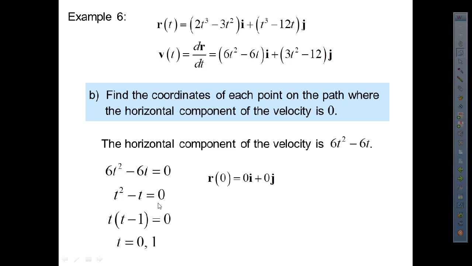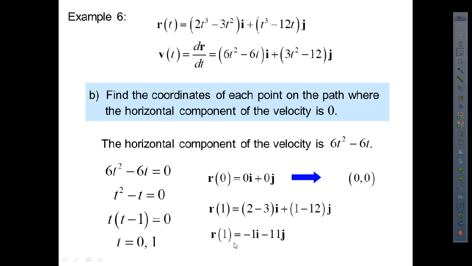So when we plug in 0, we're going to get 0, 0. And when we plug in 1, we're going to have 2 times 1 minus 3 times 1. That's going to be negative 1 for the i part, and 1 minus 12 is going to give you negative 11. So we're going to end up with negative 1, negative 11.